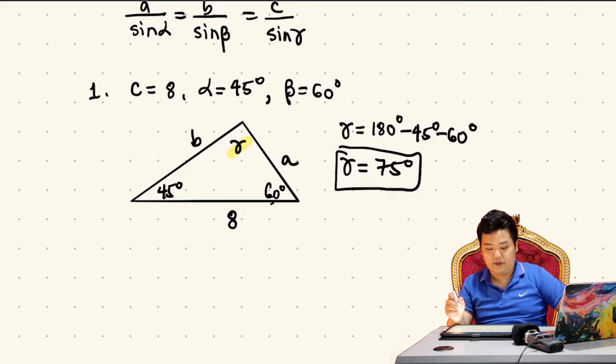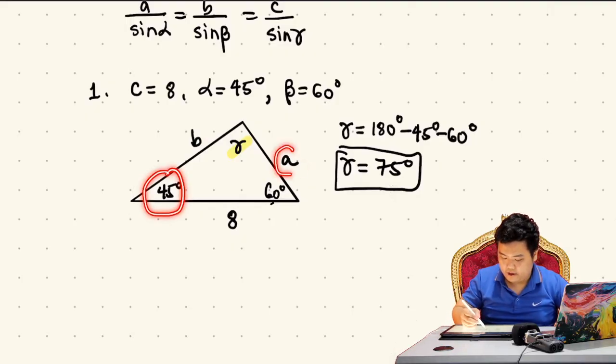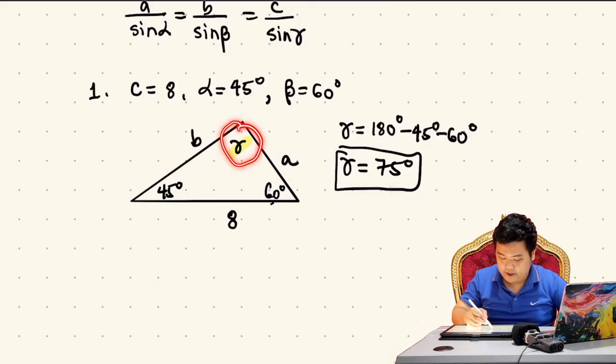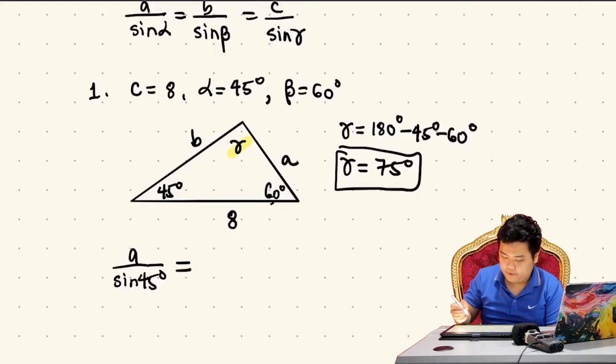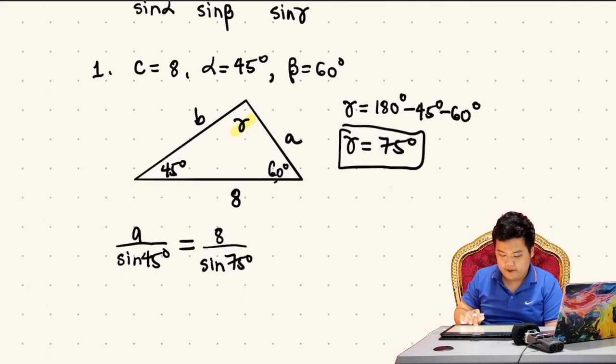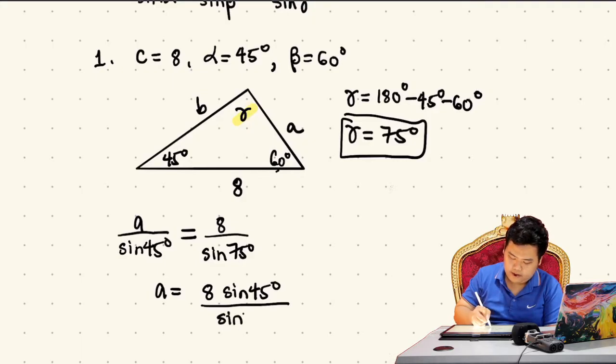Next, gamit tayo ng sine law. Tingnan natin si ito, tsaka ito, at tsaka ito, meron tayo nito. Itong apat yung titingnan natin. Ang nawawala si A. Sabi ni sine law, A over sine 45 degrees is equal to C over sine gamma. Ang C natin is 8 over sine 75 degrees. Multiply both sides by sine 45 degrees. So, this is 8 sine 45 degrees over sine 75 degrees.